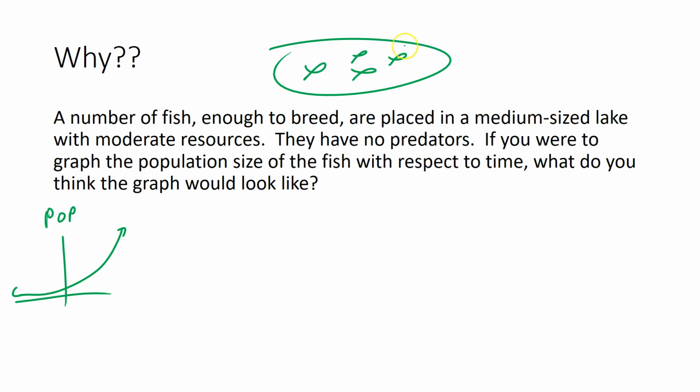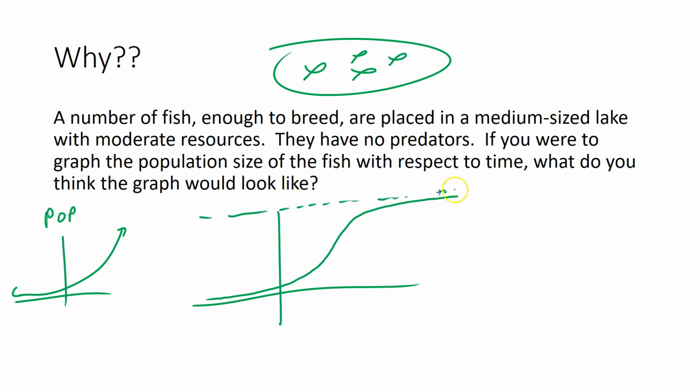But the problem here is we're restricted by a certain size, right? Medium-sized lake. We're not told what the size of the lake is. We don't know how much food there is, but you can assume there's only so much food. So the lake has what's called a carrying capacity. Whereas an exponential model might make sense with unlimited resources, here the fish are going to start off by increasing really fast, and then they're going to level off. So there's some horizontal asymptote up here that's called the carrying capacity.